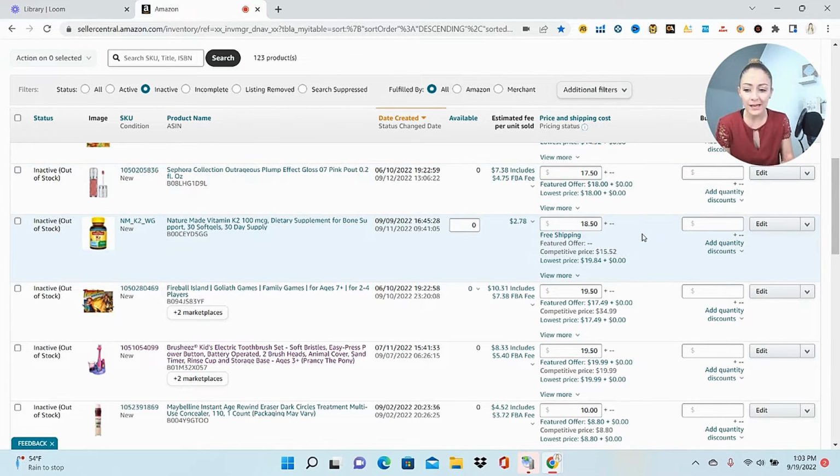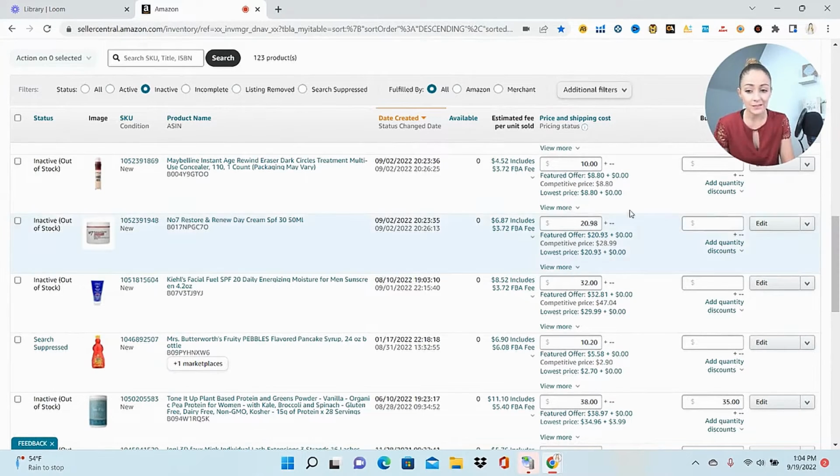What I'm really looking at here is what was the price point that I was selling it for, and what is the price at now? Is it still stable or has it changed much? For example, on this Fireball Island game, I had it priced at $19.50 and the buy box is under that now. So this probably wouldn't be something that I can restock.